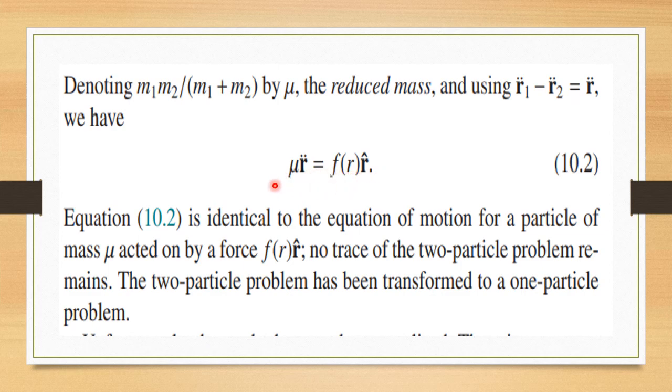So this equation is identical to the equation of motion for a single particle of mass mu acted upon by a force f of r. There is no trace of a two particle problem in this equation. So we have transformed a two particle system into a one particle problem. We have introduced a reduced mass and the difference between the two vectors, and we have framed a relation similar to a one body problem from two interacting particles.